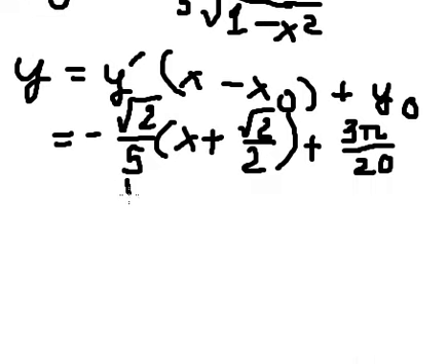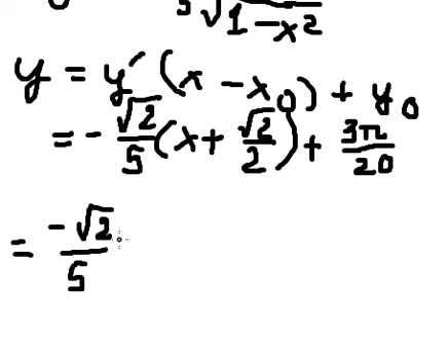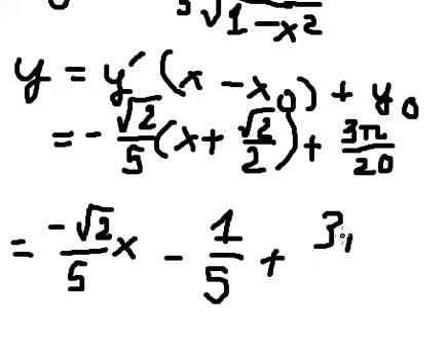And now we need to distribute, and we have negative the square root of 2 over 5 x, and we have negative 1 over 5, plus 3 pi over 20. And this is the final answer.